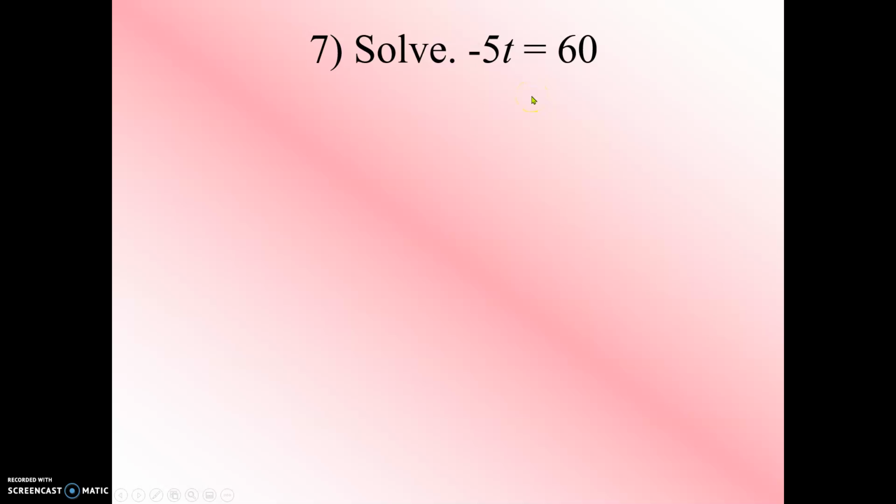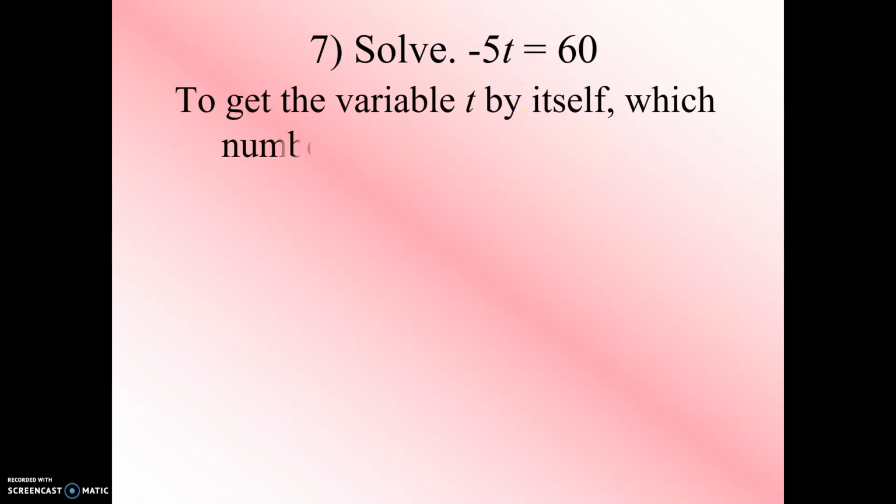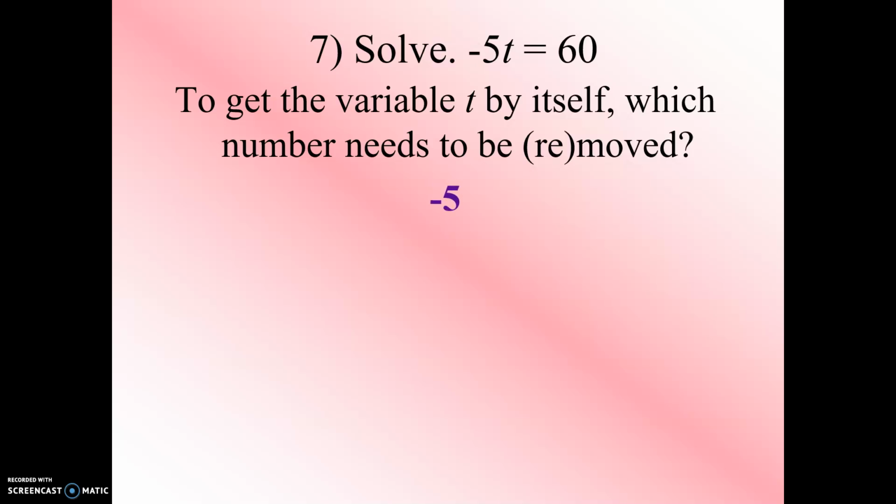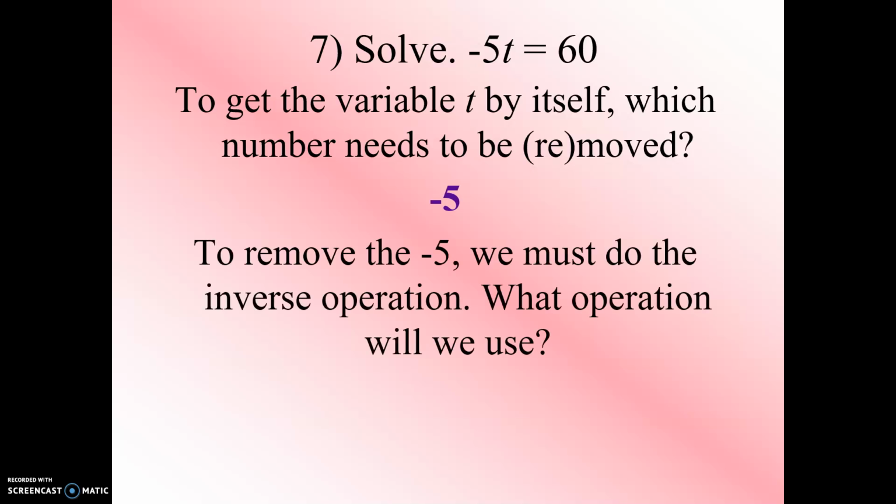Again, we're going to follow the steps. We're going to get the variable by itself. Which number needs to be moved or removed? Some people think of it as moving, some people think of it as removing. Well, we need to remove that negative 5 away from the t. We want to isolate t. We don't want negative 5 t's, we just want a single t there. So to remove that negative 5, we must do the inverse operation.